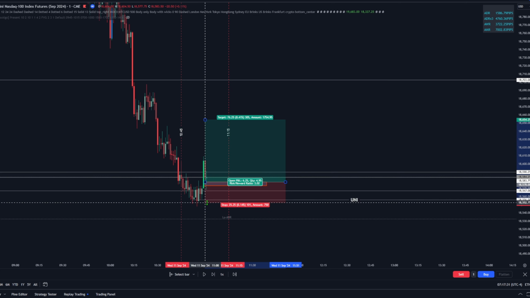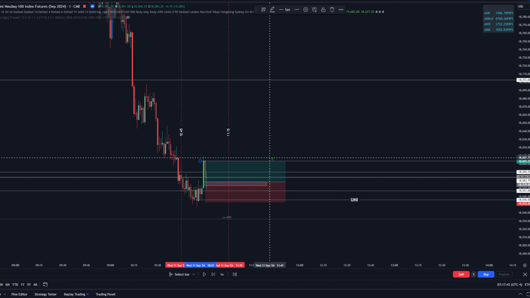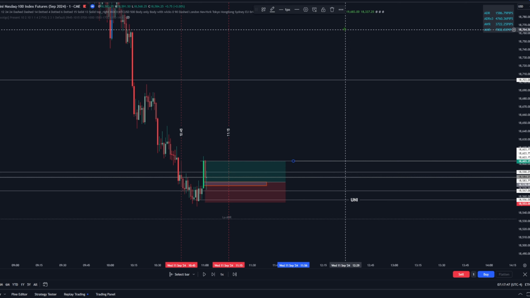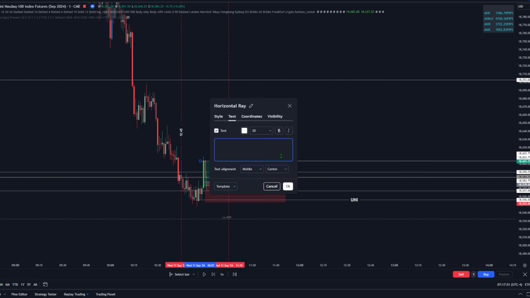So let's put our stop at 25 handles. And our first TP is going to be at 25 handles. So this right here is going to be... I need to change that setting because it's pissing me off. So this is your first TP. This is TP1.